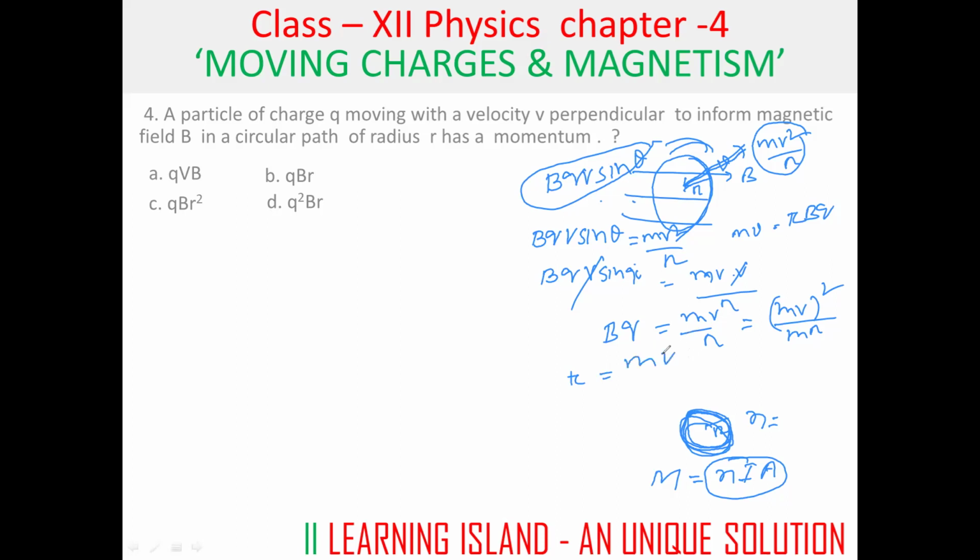r equal to mv by Bq, means r equal to this, these cancel, it is only like this, r equal to mv by Bq. So mv means momentum, so p equal to r Bq. So radius is coming mv by Bq and momentum is coming p equal to r Bq. So this is the answer. I think you got it. Okay, now go to the next question.